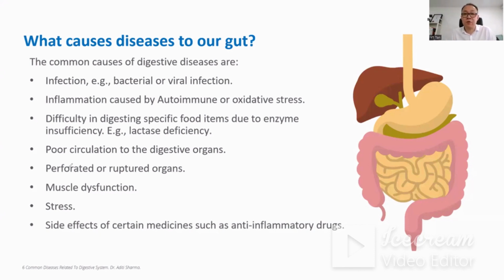Some people have enzyme insufficiencies, especially kids and old age people. Then there is poor circulation to the digestive organs, and perforated or ruptured organs. Some organs have ruptures. This also causes disease in our guts, like, as I said, leaky gut. Leaky gut means the barrier wall of your gut is having some problem. Maybe it's too loose, so the virus or pathogen will go into your body, or affect the rupture site.